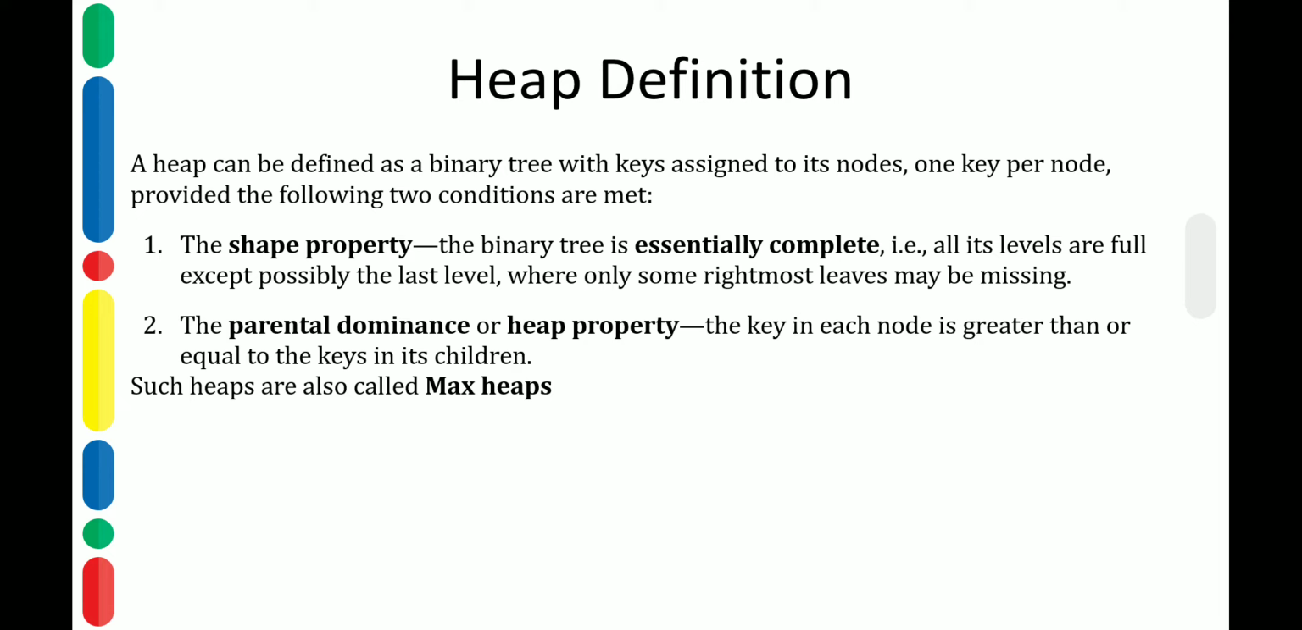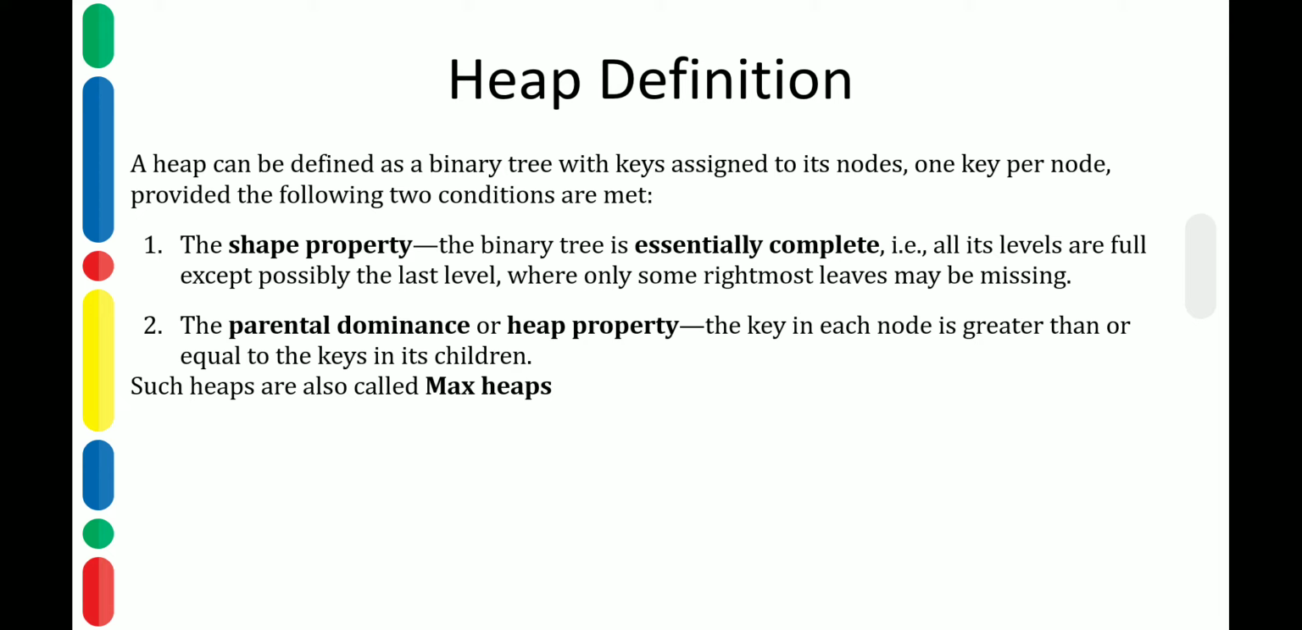If you look at a binary tree with n levels, the first n minus 1 levels are completely filled, except for the last level, where some nodes may be missing. When some nodes are missing, these nodes should be the rightmost leaves. If this property is satisfied, then we can call it a heap, also with the condition that it satisfies the second property.